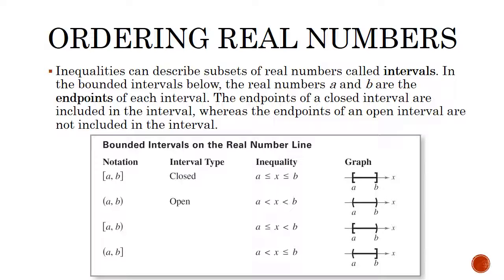The last one is the same idea, but this time A has the parenthesis, B has the bracket. A is not a definite starting point, B is a definite ending point.